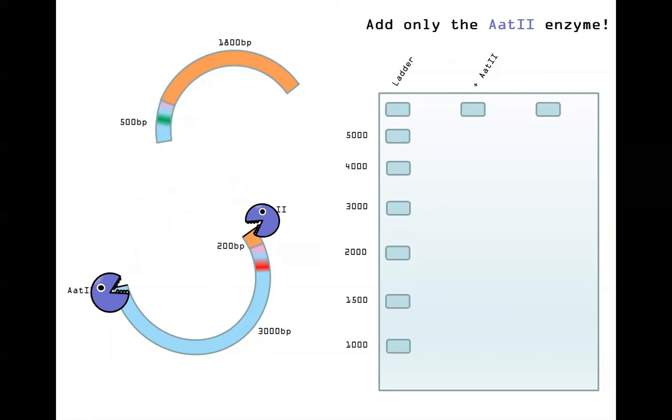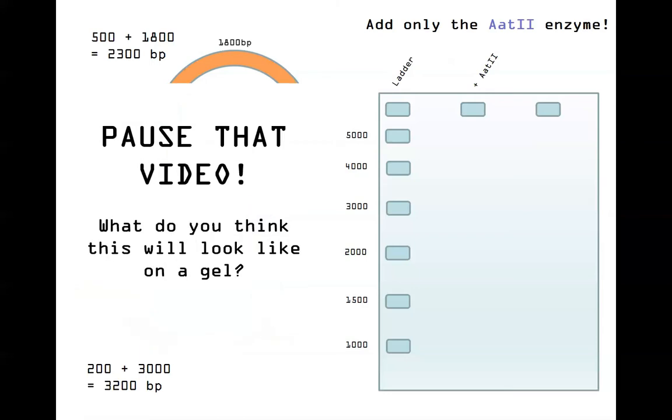So let's do a little math because you know there's a gel, so we want to know what the length is going to be. All right, so this piece here, the top, 500 plus 1,800 gives us a length of 2,300 base pairs. At the bottom, we're going to have 200, the length from here to here, plus the rest of this 3,000. That gives us 3,200 base pairs. So now's a good time to pause that video and think about how this will look on a gel.